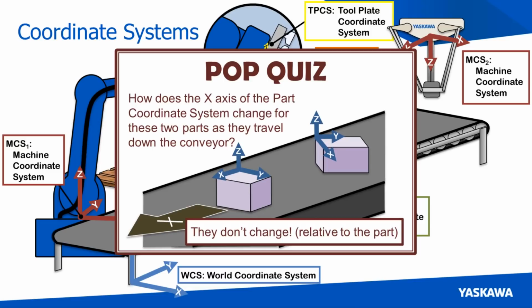Well, the answer is they don't change. The part coordinate system is tied to the part. So even if it's moving down the conveyor, its part coordinate system axes relative to the part is always going to be the same. And that allows us to do a move like to 0, 0, 0 and actually track that part as it moves down the conveyor. The 0, 0, 0 of the part is going to always be on the part.